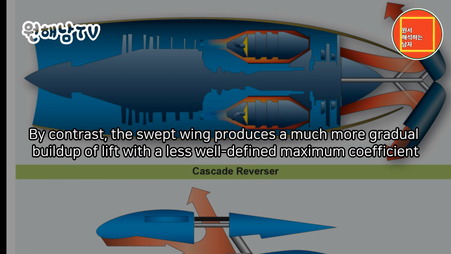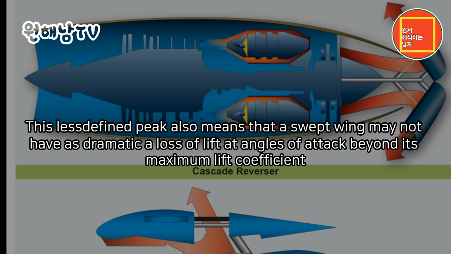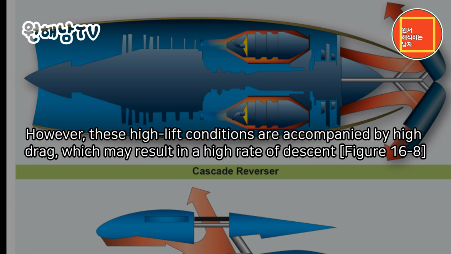By contrast, the swept wing produces a much more gradual buildup of lift with a less well-defined maximum coefficient. This less defined peak also means that a swept wing may not have as dramatic a loss of lift at angles of attack beyond its maximum lift coefficient. However, these high lift conditions are accompanied by high drag, which may result in a high rate of descent.